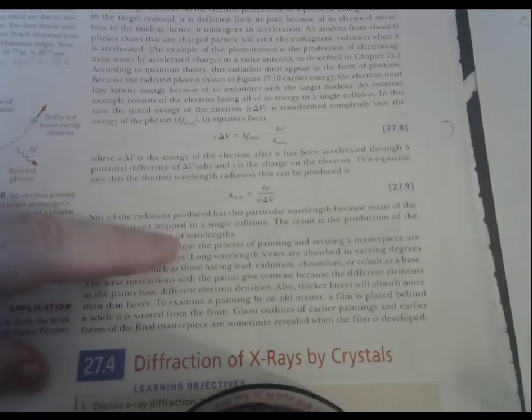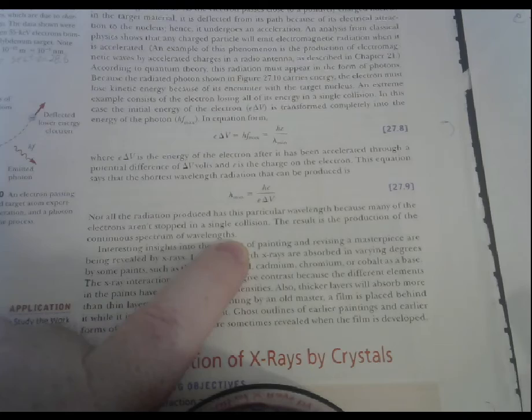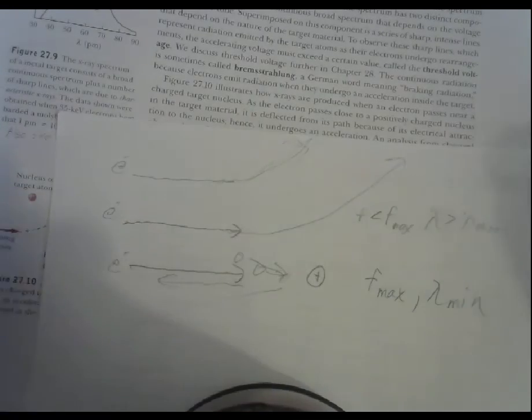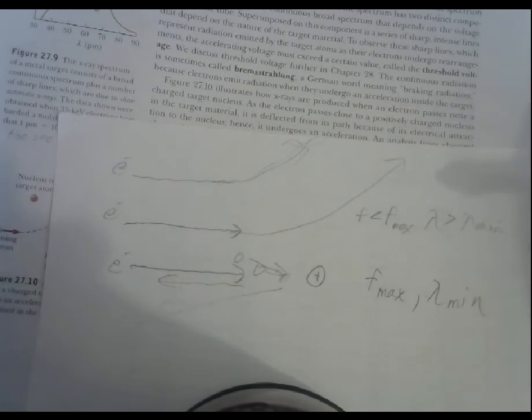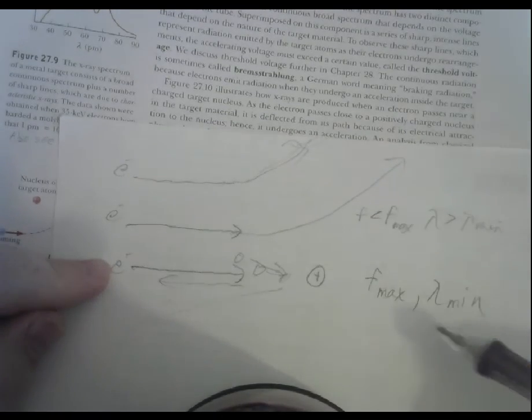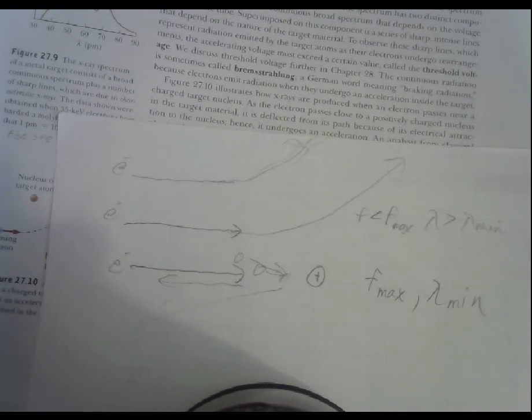It says not all of the radiation produced has this particular wavelength because many of the electrons aren't stopped in a single collision. In other words, this one will go on, be deflected by another nucleus, and then maybe be deflected by several more nuclei before it completely gets stopped. But this one got stopped immediately, and that one is going to produce the maximum frequency, minimum wavelength light.